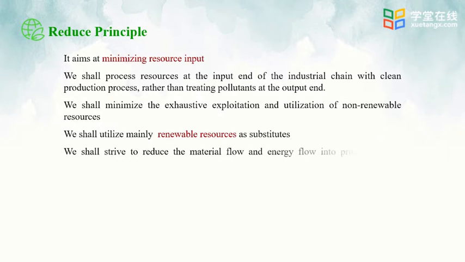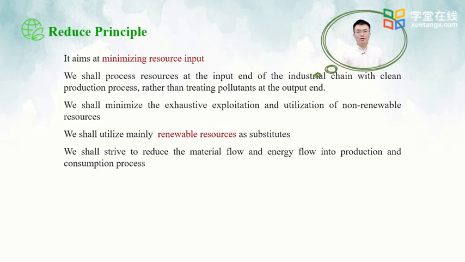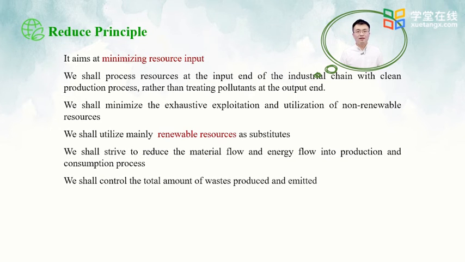Fifth, we shall minimize the material cycle and energy cycle during production and consumption. In this course, we will introduce material flow analysis methods. We will analyze the material flow consumed by various economic activities and discuss how to reduce material flow from the source by using reduce principle to minimize consumption of natural resource and impact on environment. One of the key points of reduce principle is to control the total amount of wastes produced.